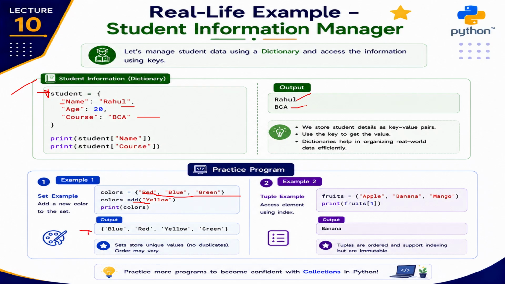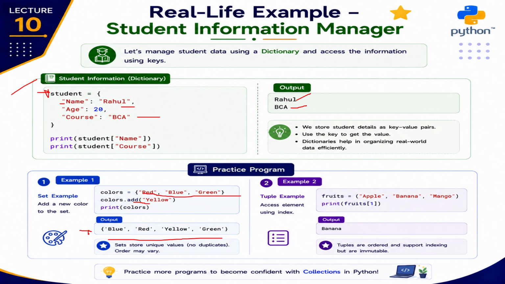The output now contains 4 unique colors. Remember, sets do not allow duplicate values. And since sets are unordered, the order of output may be different every time you run the program. So you can see the output is blue, red, yellow, green. You can see yellow is successfully added.